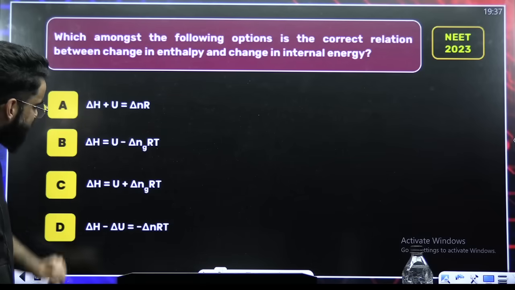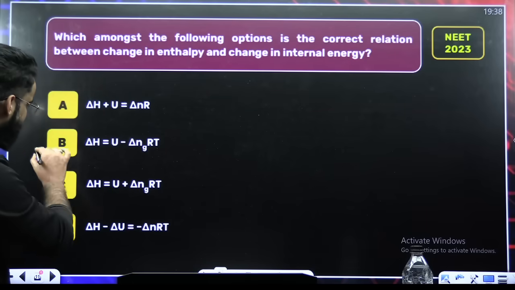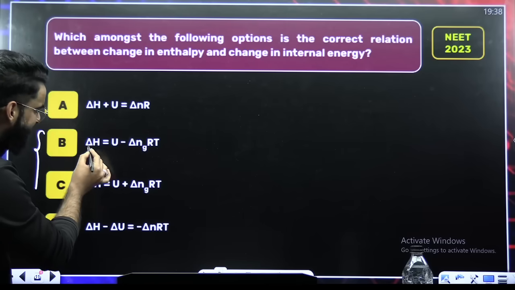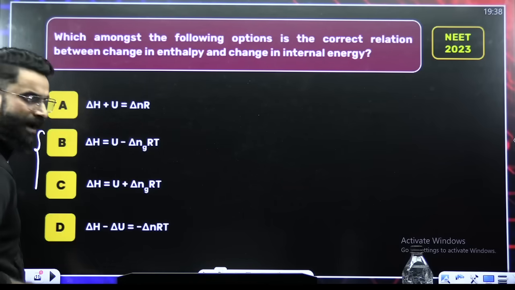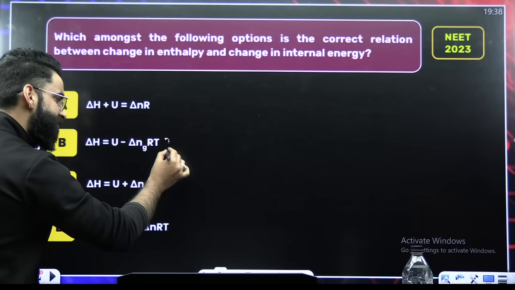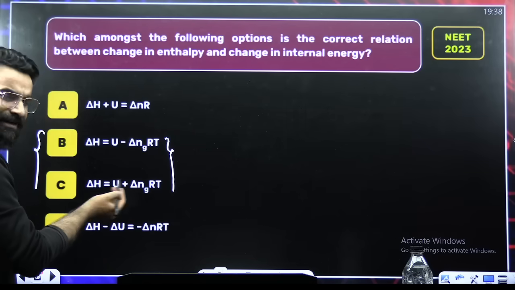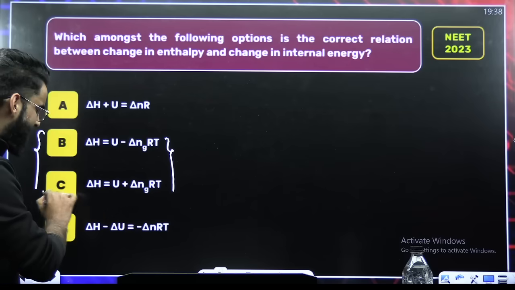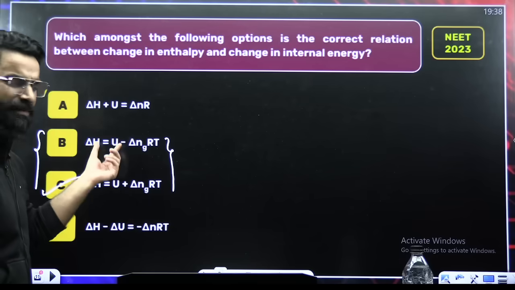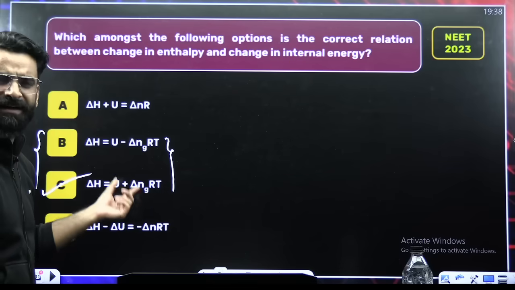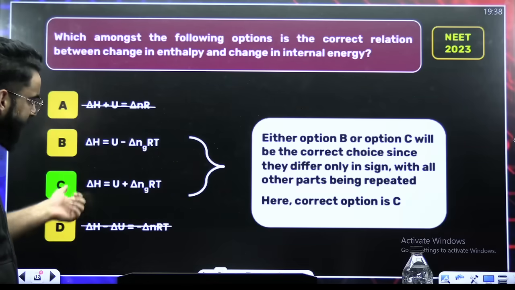Right? Which relations do you see similar here? Similar ones: option B and option C. Delta H is equal to delta U plus delta n_g RT. Delta H is equal to delta U minus delta n_g RT. So your correct option is either going to be B or C. And I believe all of you would already know this result. Delta H is equal to delta U plus delta n_g RT, right? Option C. So technically, as per this particular trick, it's either going to be B or C. So again, 50% probability is there. The correct option is going to be among these two. Right? So it is option C for sure.